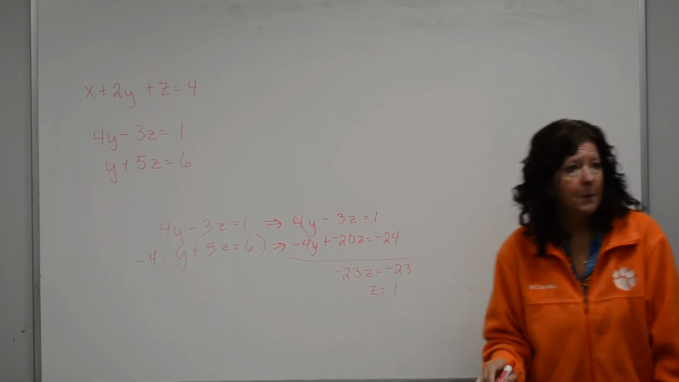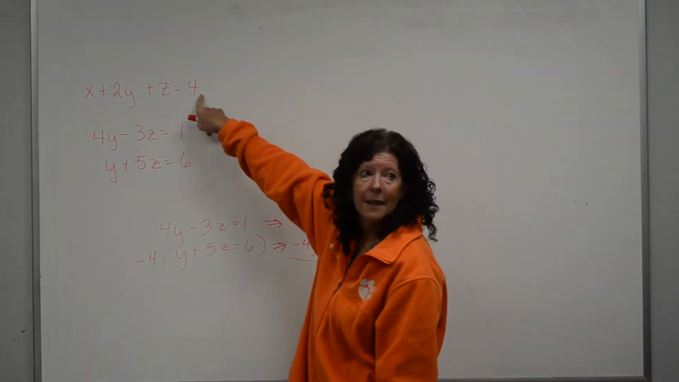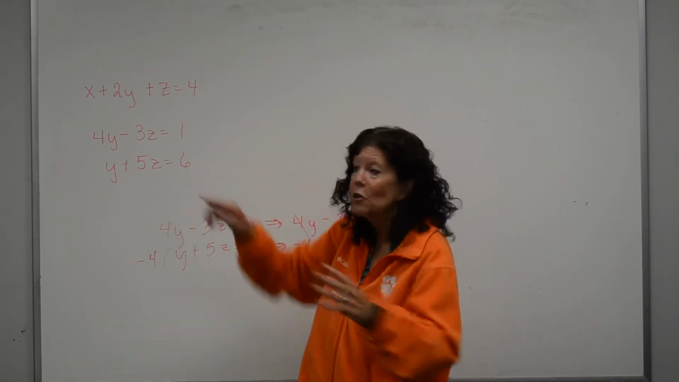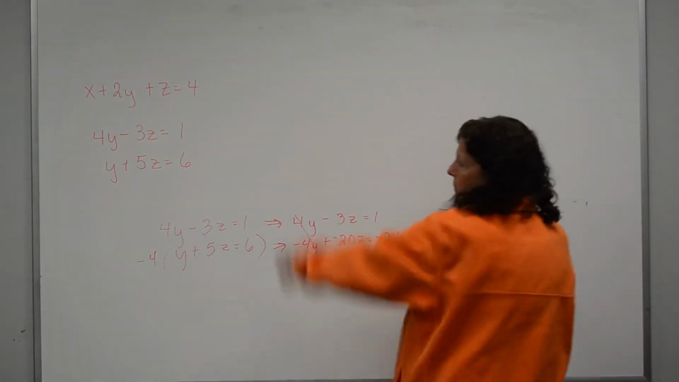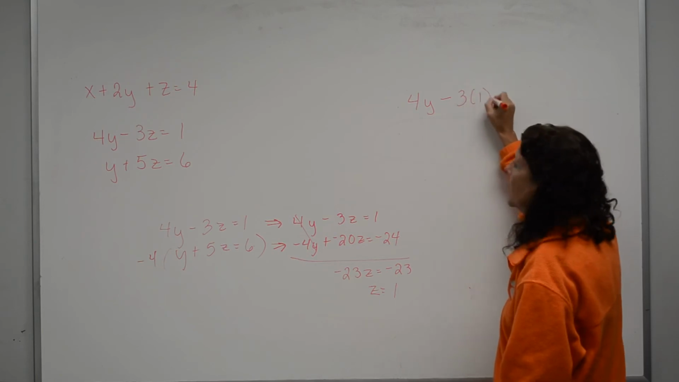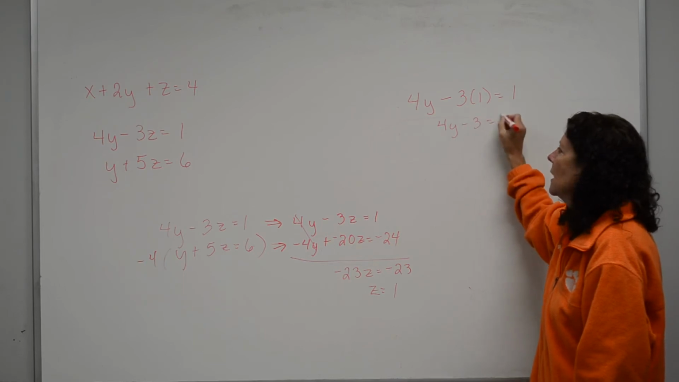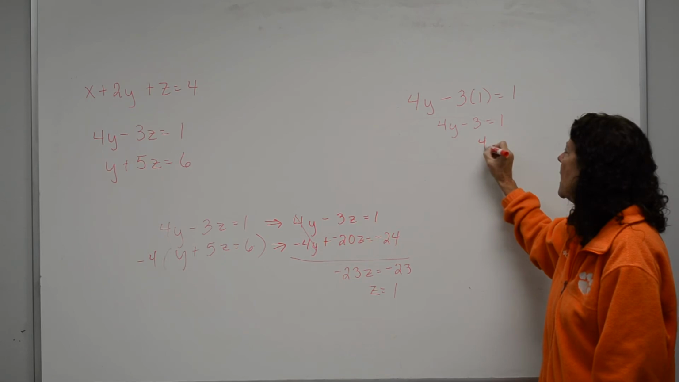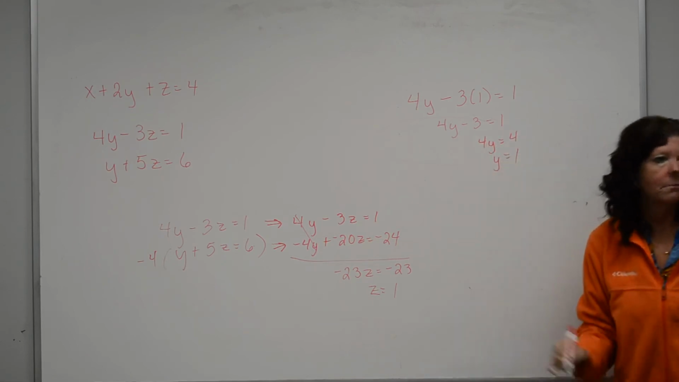How am I going to find another one? I can't do it up here yet, but I could do it on one of those two, because then that would just give me one unknown. You can only solve for one unknown at a time. So, let me put it back in that one. I have 4y minus 3 times 1 equals 1. So I have 4y minus 3 equals 1. I'm going to add, so I have 4y equals 4. Y is going to equal 1.